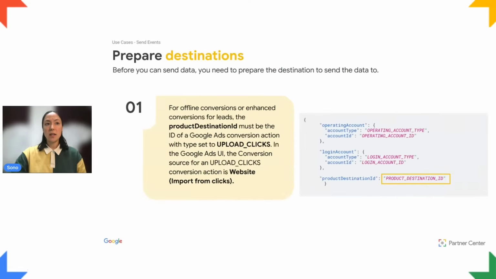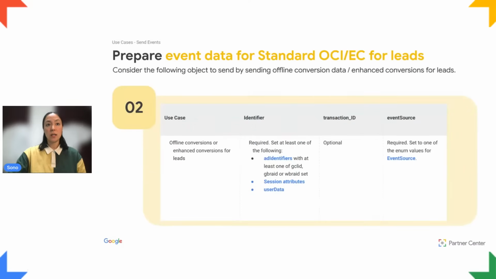So again, I'm not going to dive deeper into that part because we already covered that in the audience ingestion part. But you can see here the product destination ID will be a different one. So this will be a conversion action ID and not an audience member ID, right? So this is the most relevant one here.